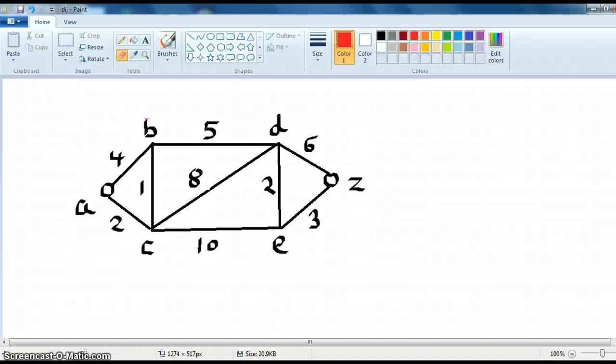Hello everyone, in this tutorial we will discuss Dijkstra's algorithm, and using Dijkstra's algorithm we will calculate the shortest path. This is the graph given.